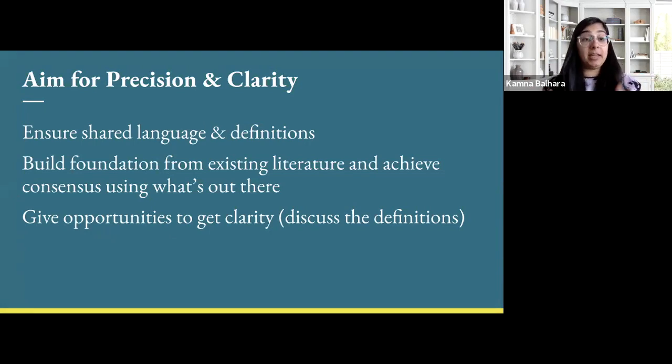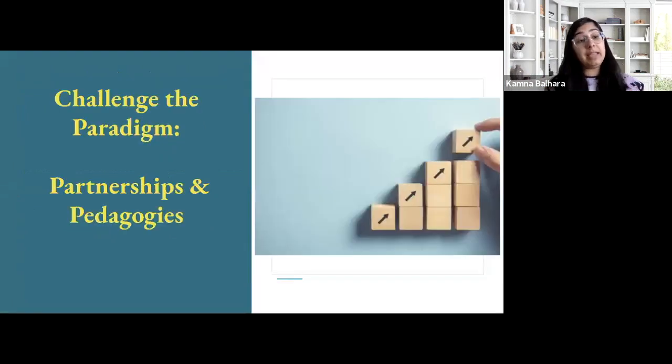And so the group can plan on building a foundation from what's out there in the existing literature and achieve consensus on the definitions that they'll be using to give learners an opportunity to get clarity on those topics and discuss what we're talking about and how we're defining it before we move forward. When developing anti-racist curricula, we are inherently challenging existing structures or approaches that further inequities in health and healthcare. So this is actually a fantastic opportunity to think outside the box and get really creative in terms of how we're going to do this.